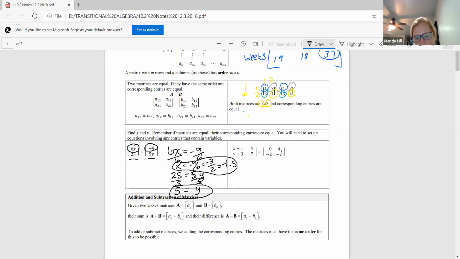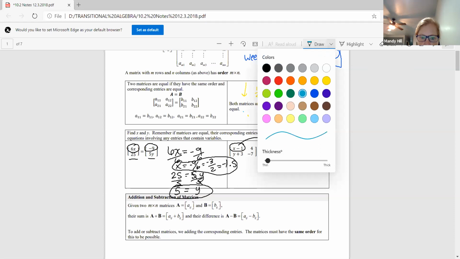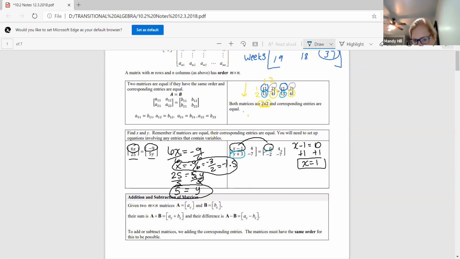Okay, so you're just going to set these things equal to whatever is in the exact same place to solve these. So on this one, we've got x minus 1. Well, it's in the same place as 0. So we could figure out what x is by setting x minus 1 equal to 0. We would add 1, and so x would be equal to 1. Okay, I see another variable, and it is y, and y plus 3 is supposed to be equal to -2 because they're in the same place on the matrix. So y plus 3 is equal to -2. We would subtract 3, and so y equals -2 minus 3, which is -5.